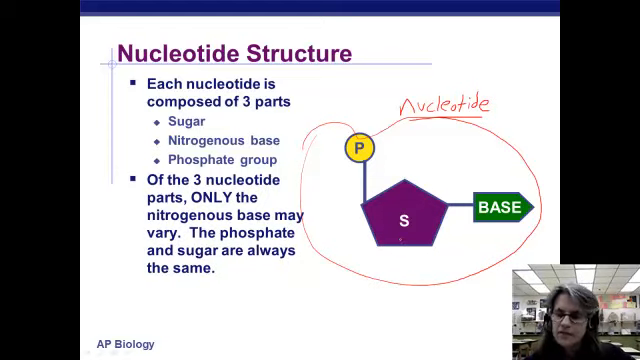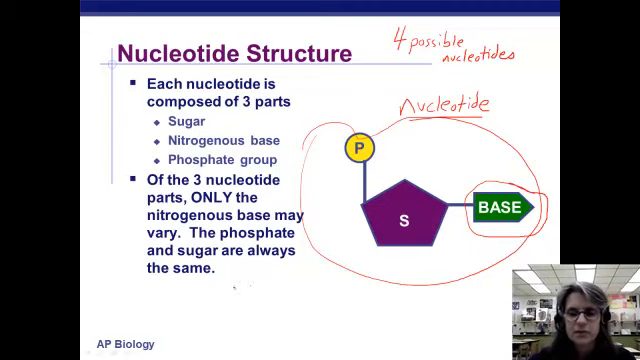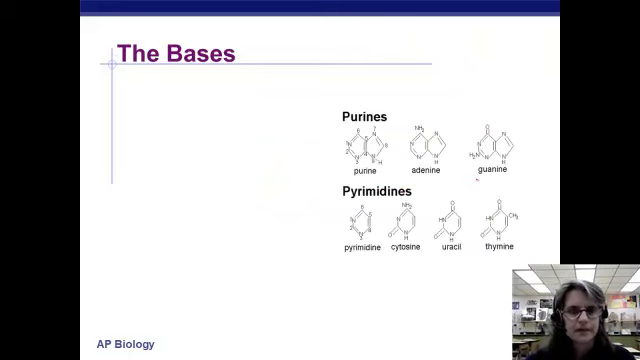Okay, now of these three parts that make up a nucleotide, this is the only part that can vary. No matter what nucleotide you have, there are four possible different nucleotides that exist chemically. We'll have an exception to that later, but there's four possible ones. The phosphate's always the same, the sugar's always the same, it's the base that can vary, okay?